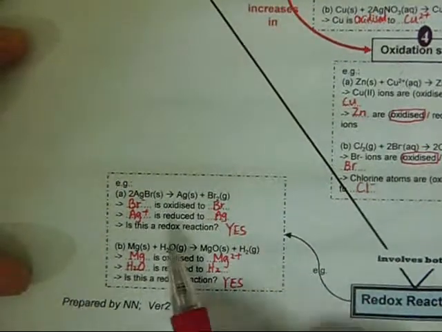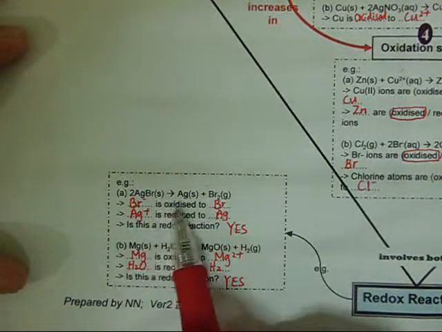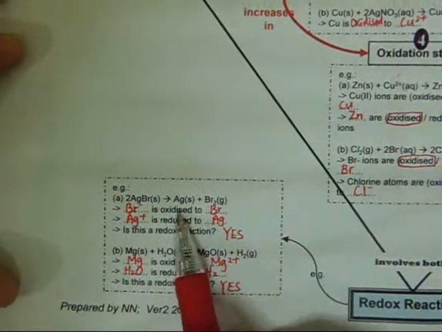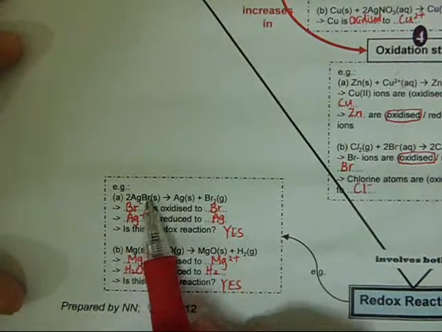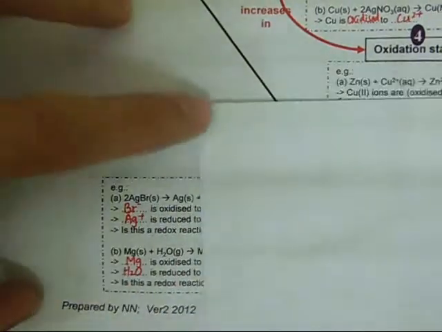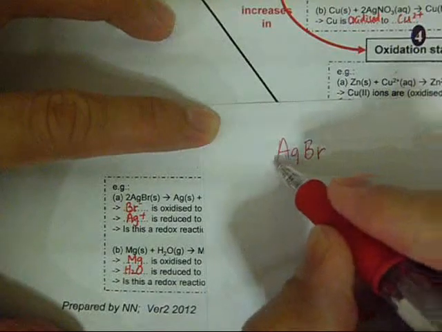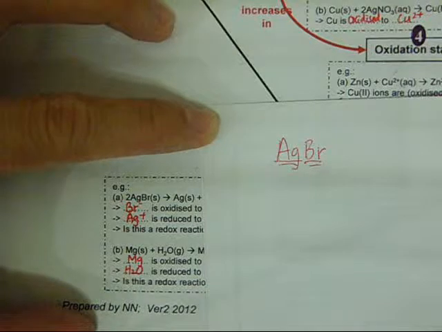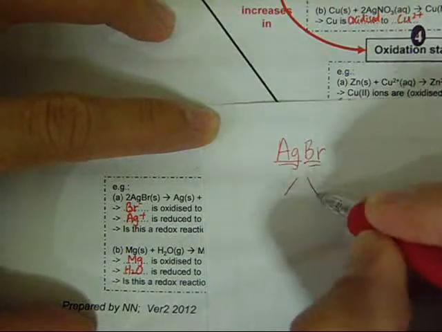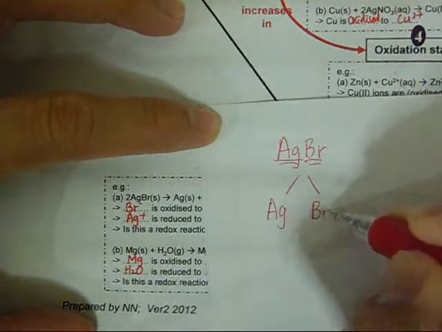Now let's look at the example here. In this example, silver bromide, AgBr, decomposes into silver and bromine. Silver bromide is an ionic compound because silver is a metal and bromine is a non-metal. Ionic means that it consists of positive and negative ions. So you can split silver bromide into silver as well as bromine.